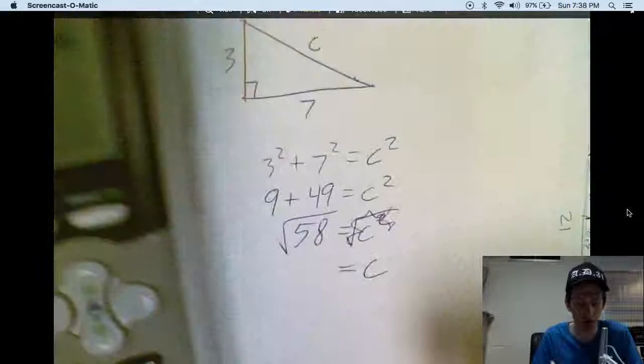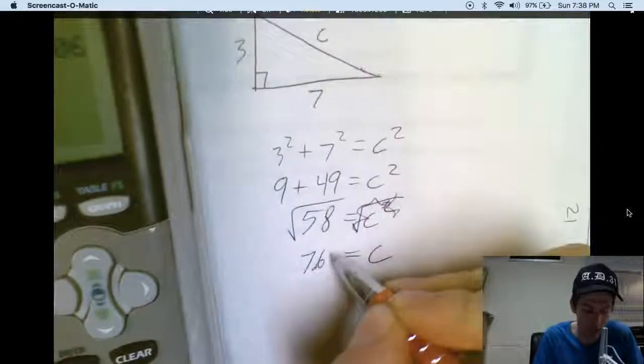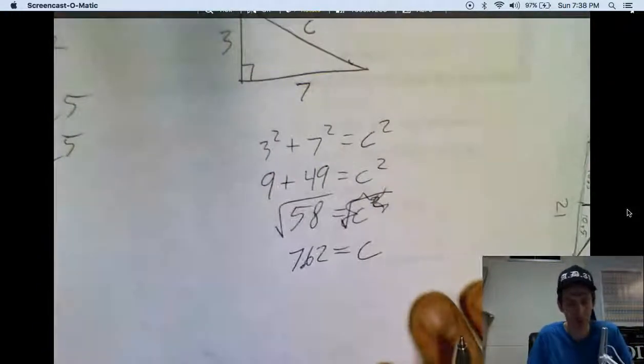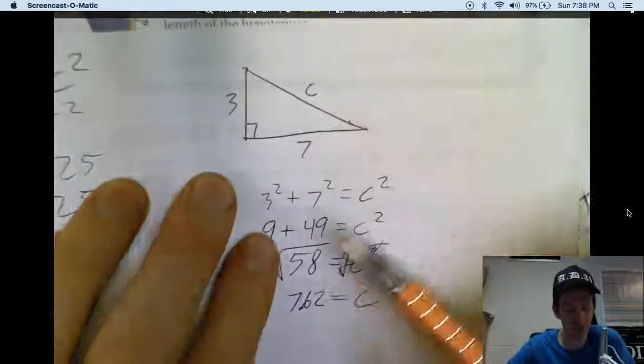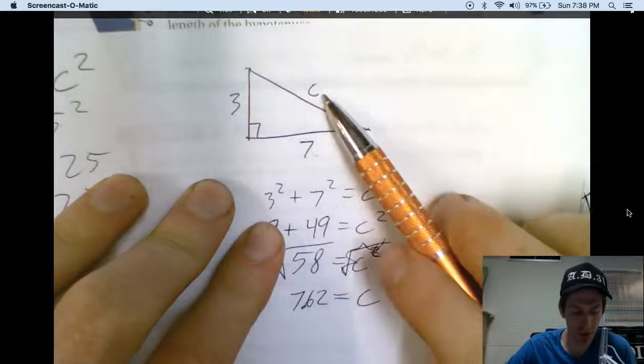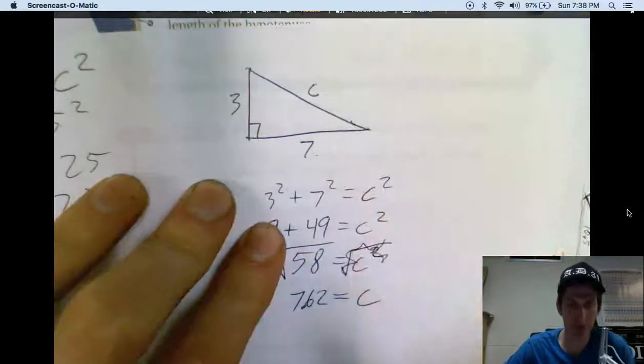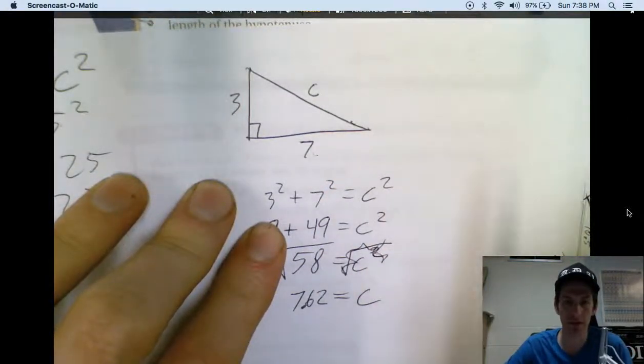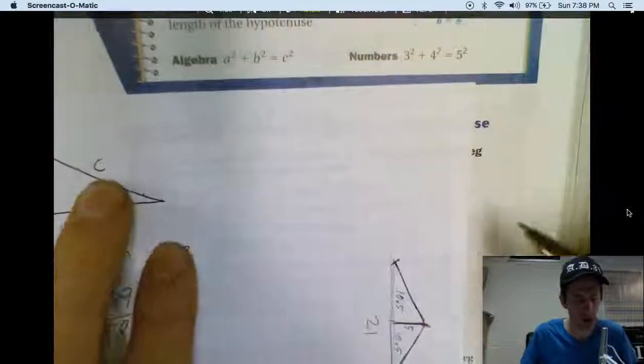7.62. I'll round to the second decimal place, just because that's what I like to do. So, if you had a right triangle, and that one was 3, and that one was 7, this length up here would be about 7.62, just over 7.5. So that's how you find the hypotenuse.